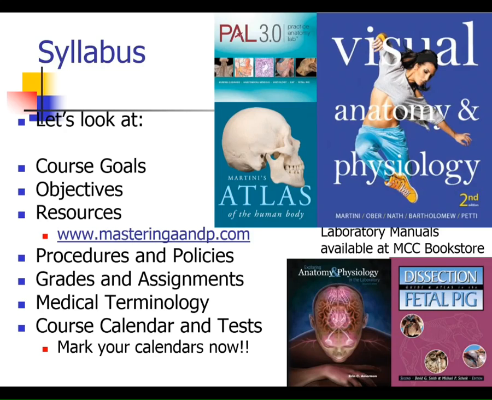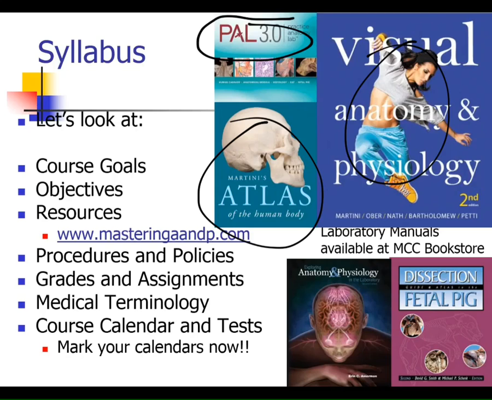So here's just a quick visual of the books that you have. The textbook, the Visual Anatomy and Physiology book here. Through Mastering, you'll have a program called PAL 3.0, that's Practice Anatomy Lab. You have the Atlas, please also bring that to lab.